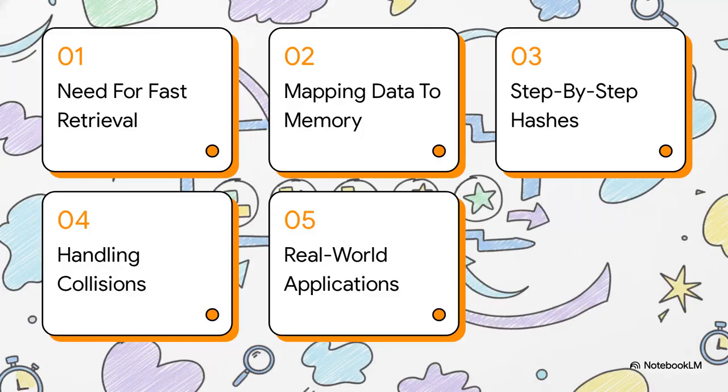Here's our mental roadmap for today's explainer. First, the need for fast retrieval. Second, mapping data to memory. Third, step-by-step hash functions. Fourth, handling memory collisions. And finally, real-world applications. Let's jump right in.